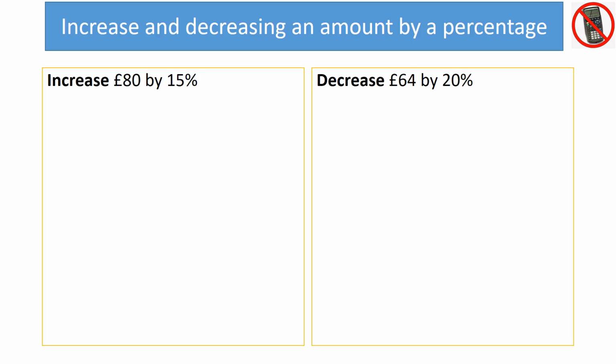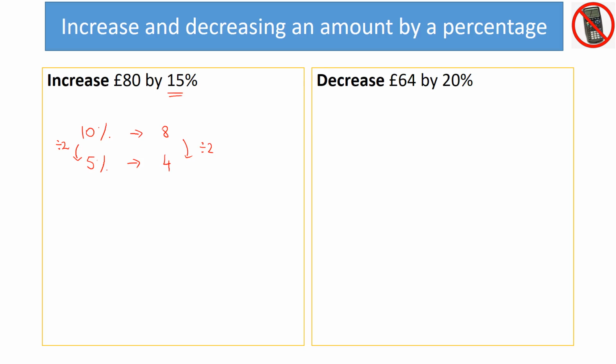In the next example, I want to increase £80 by 15%. So again, I need to work out what 15% of 80 is. I'm going to start with 10%. Okay, and I know that 10% of 80 is 8, because 80 divided by 10 is 8. Then I'm going to work out 5%. Okay, now 5 is a half of 10, so 5% will be a half of 8, which is 4.